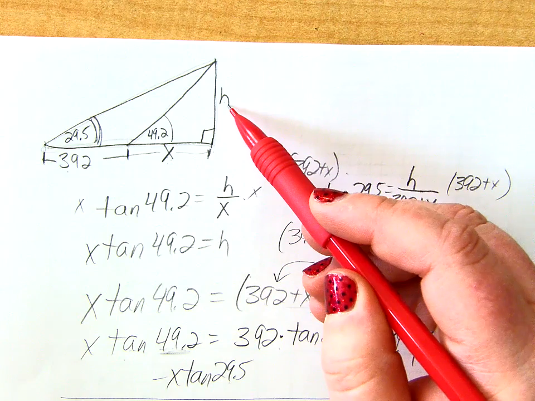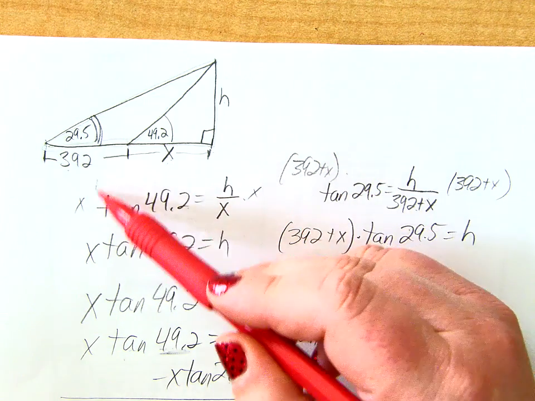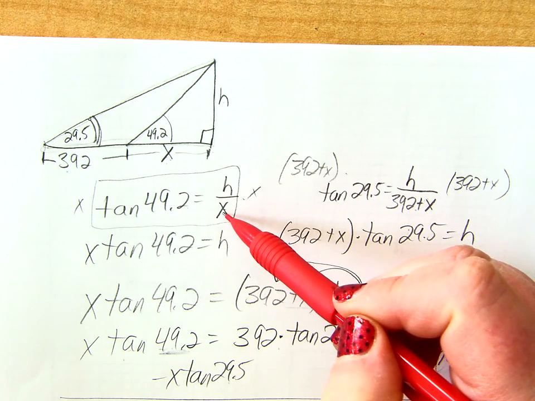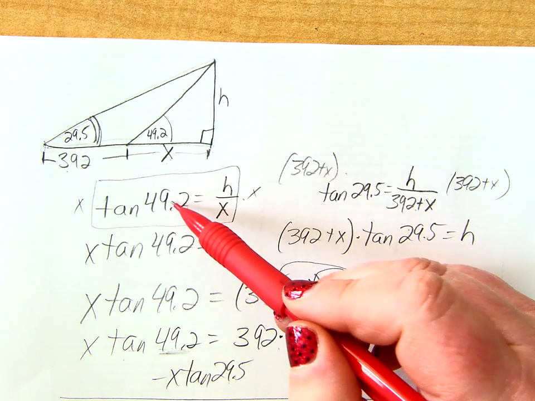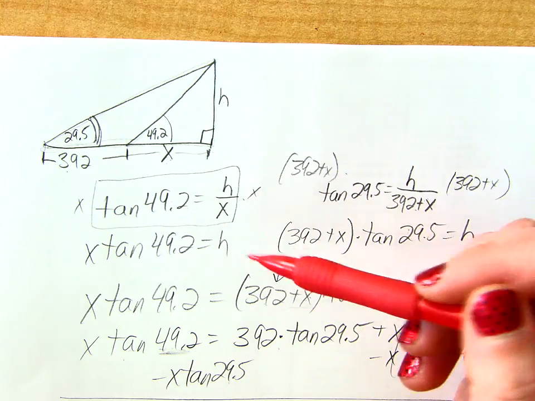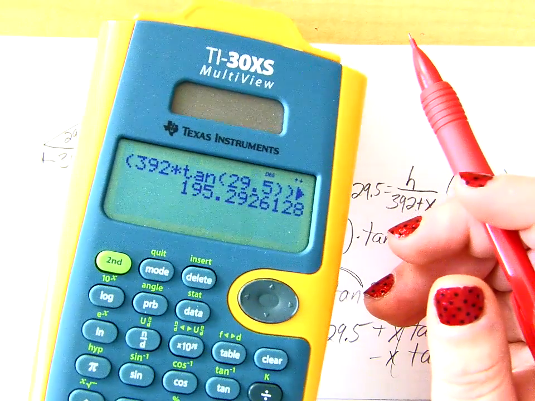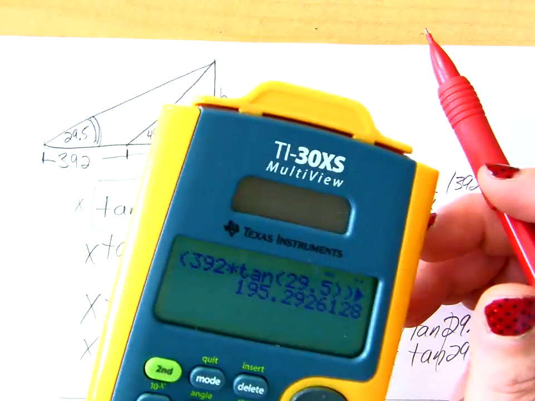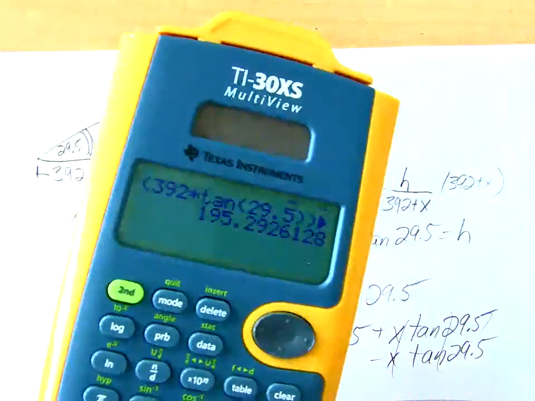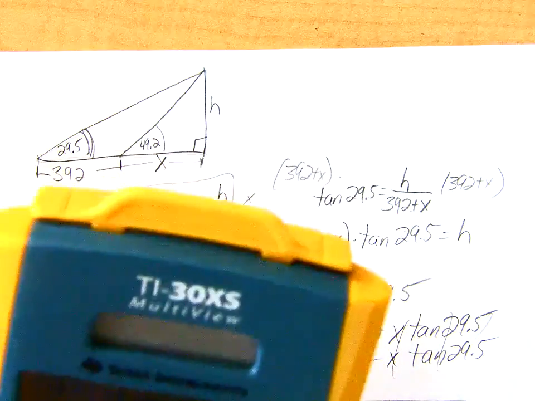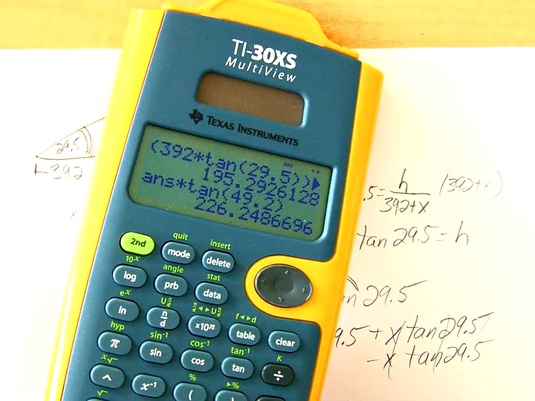And the easiest way to find h is to go right to this original equation. Now that I know what x is, if I just multiply it by tangent of 49.2, I'll get h. So I'm just going to leave my value of x on my screen, and then I just hit times tangent of 49.2. And that is my value for h.